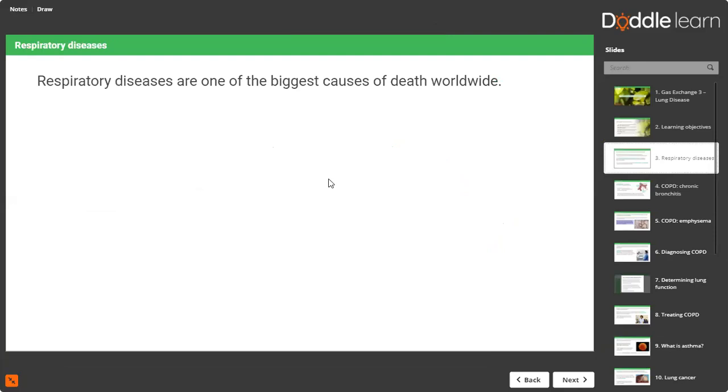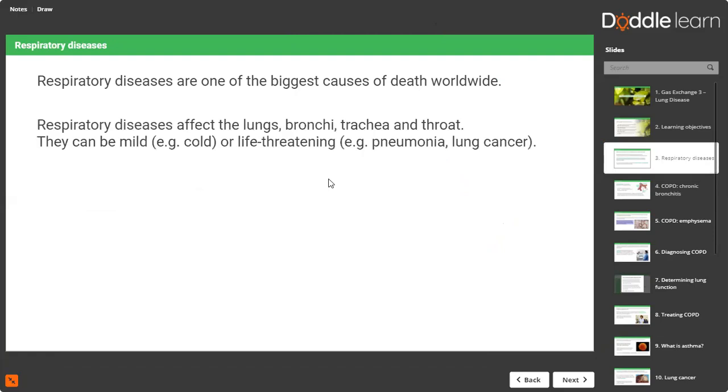So respiratory diseases are one of the largest causes of death in the world. Basically, they can affect any part of our lungs, so that could be our lungs, our bronchi, our trachea, our throat. This could be mild, starting with basically a cold, and it could go up to something more life-threatening, such as tuberculosis, pneumonia, lung cancer. So it can be quite a big range.